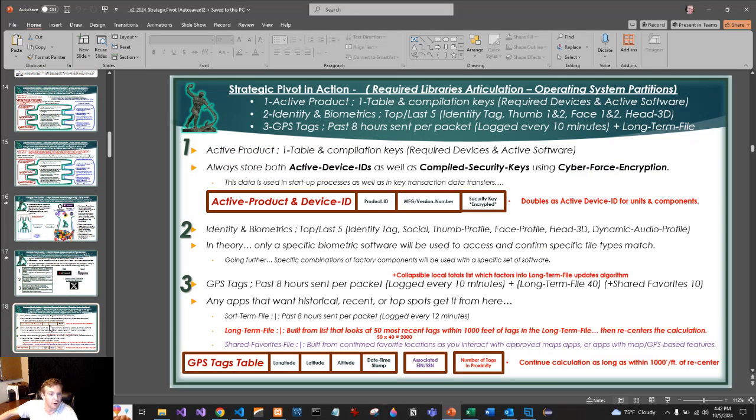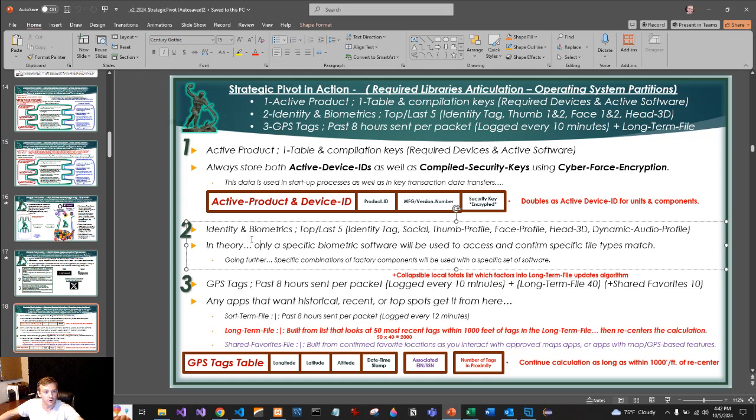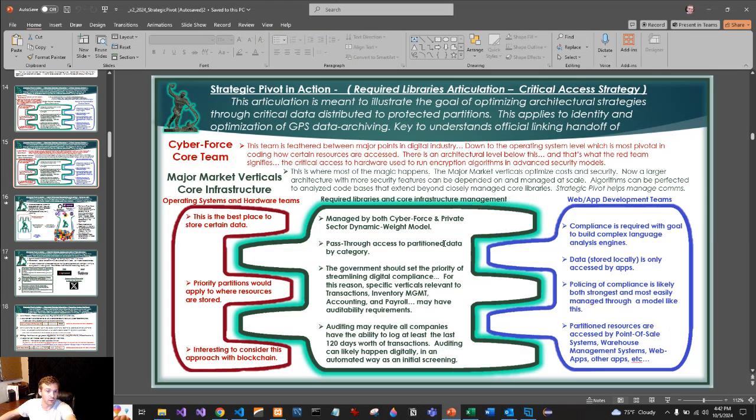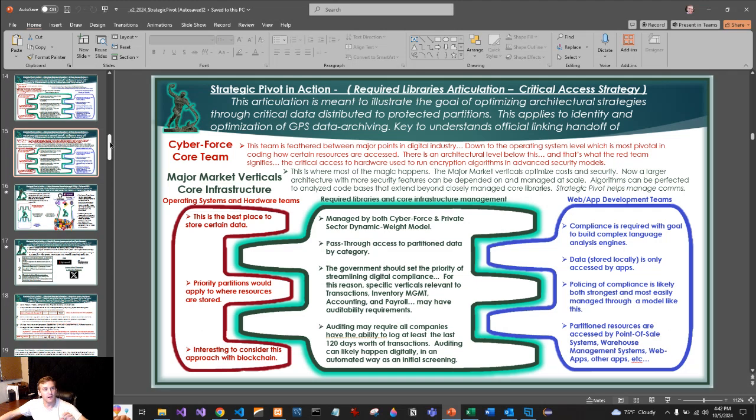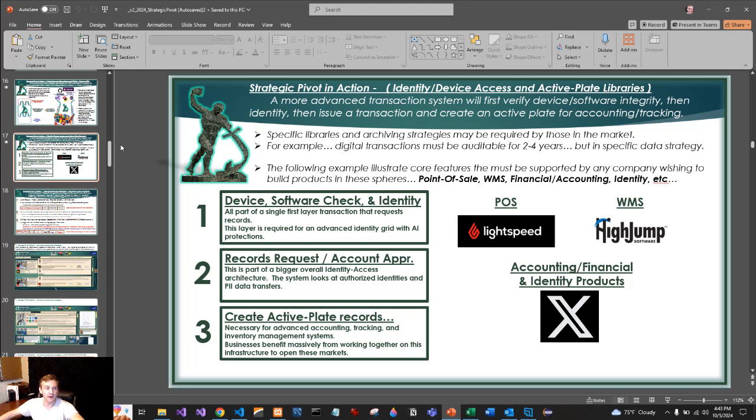And then I talk about some of these ways we can put GPS tags in a partition on one part of the drive, and then architectures are uniform in this way. And then identity and biometrics go in another specific partition. And so then it's only through the major market vertical that you get approved access for these resources. And that's why the Cyberforce lives in this major market vertical level.